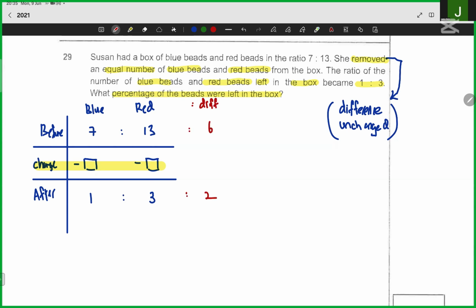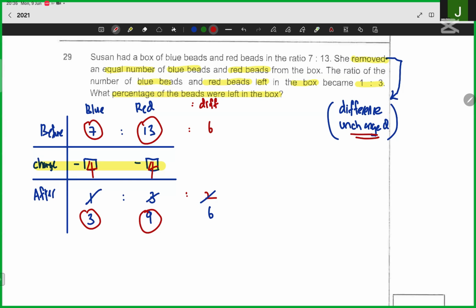So by now you should know what to do, right? The difference unchanged means the difference must be the same, but the difference is not the same at the moment. So what do you need to do? Change it, right? Change it to 6 times 3, so this is 9, times 3, so this is 3. Then you realize, what is the change then? From 7 to 3, we minus 4. From 13 to 9, we minus 4. Do you see? So that means our ratio must be correct already.